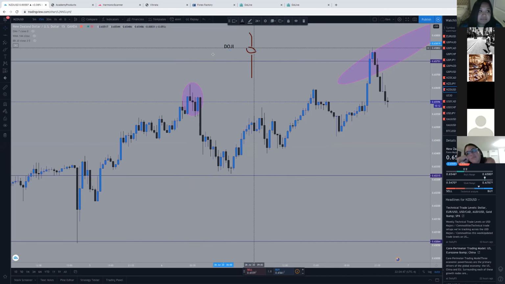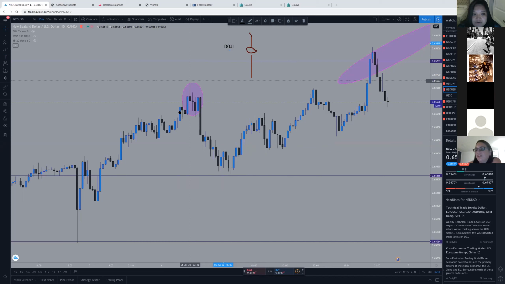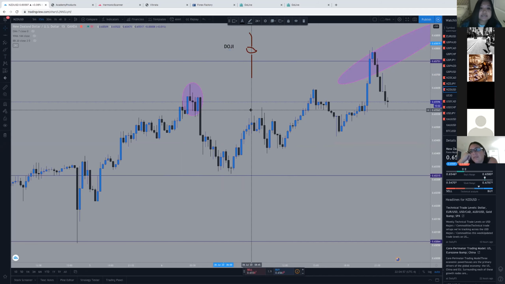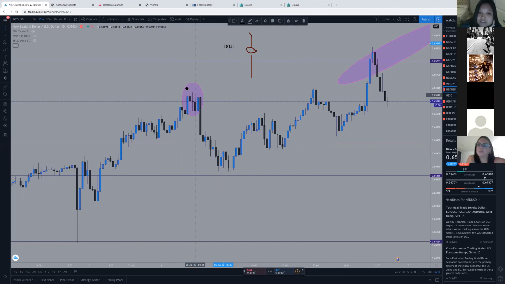What the doji means is the buyers are getting tired, so they try to sell it. It's telling you price action. This candle right here is telling the story that, look, we tried to break this right here and we couldn't. Right now, I'm getting tired.